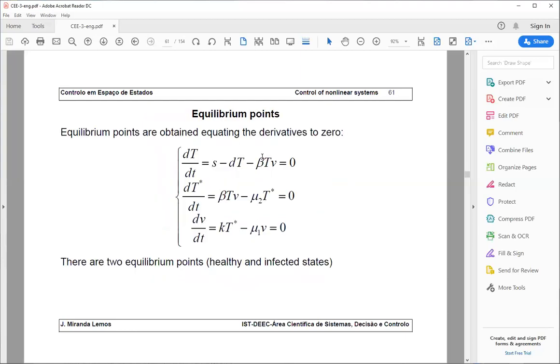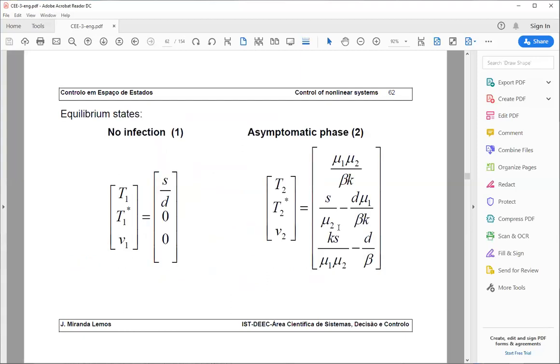So let's speak about equilibrium points. The equilibrium points are where the derivatives vanish. So you have to solve these equations with respect to T, T star, and V, and they are algebraic equations. With a little bit of algebra, you can see that you have 2 equilibrium points. One corresponds to the person that is not infected, I call it equilibrium 1, and in equilibrium 1, both the infected cells and the concentration of virions are 0.